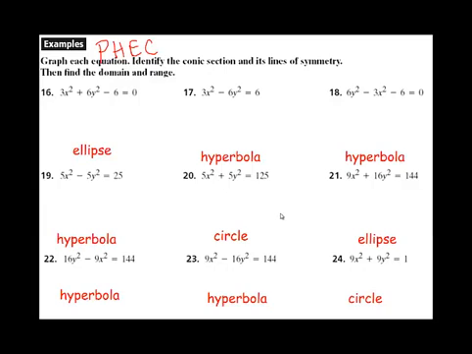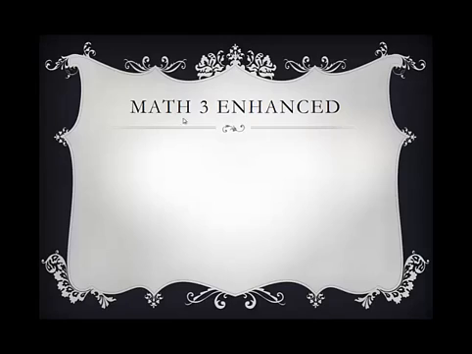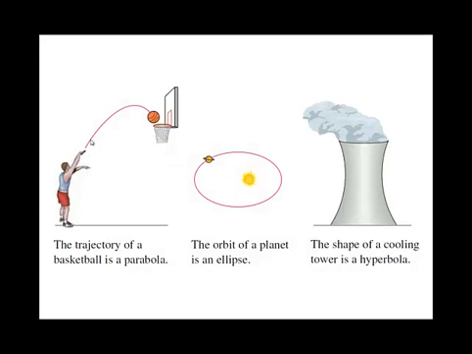Okay, great. So next is going to be strictly for Math 3 Enhanced. So if you're in Math 3 Enhanced, you can check this out if you want. Basically, we see these conic shapes in our everyday life, like if you're driving down and you see one of these big smokestack things, we see the hyperbola right here. We see how planets orbit in our solar system. That's an ellipse. We see a parabola when we shoot a basketball.